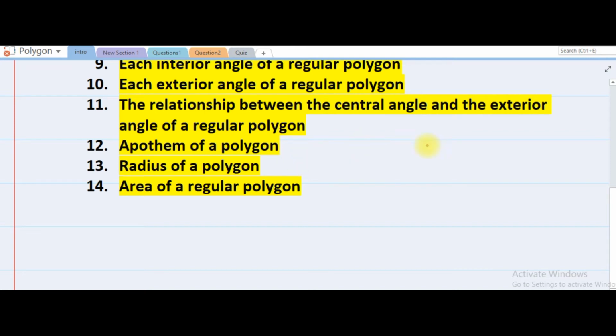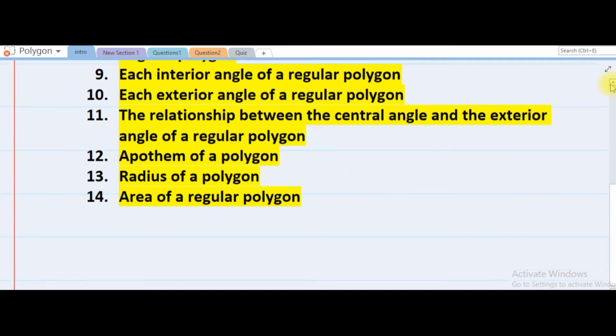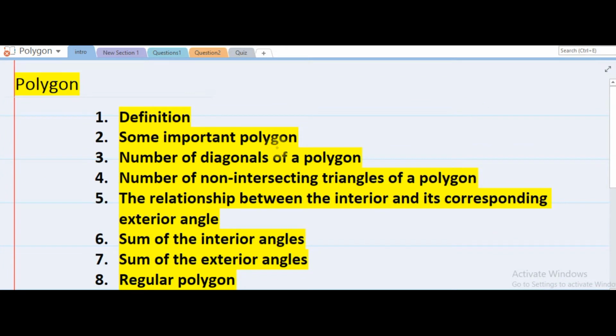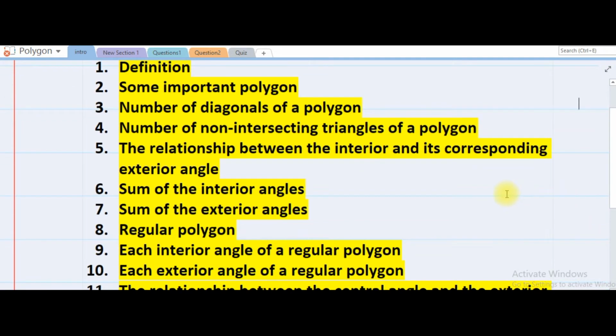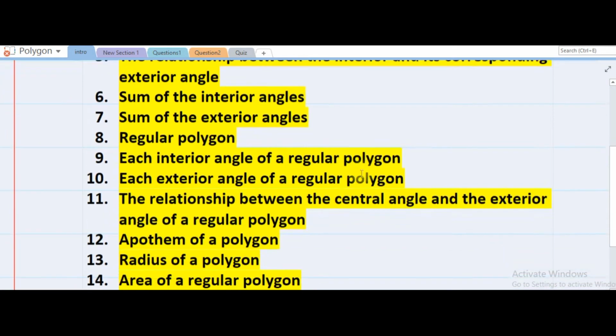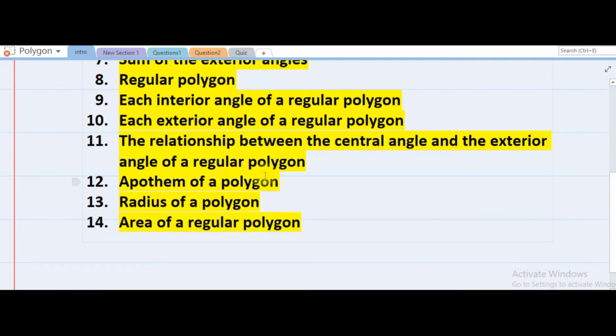Okay, welcome to this special tutorial titled Polygon. Under Polygon, we'll be looking at the definition, some important polygons, the number of diagonals, the number of non-intersecting triangles of a polygon, the relationship between the interior and its corresponding exterior angles, some of the interior angles, some of the exterior angles, down to the area of a regular polygon. So let's start.